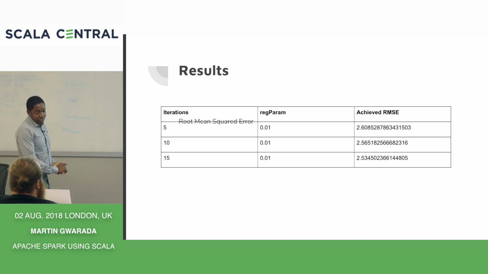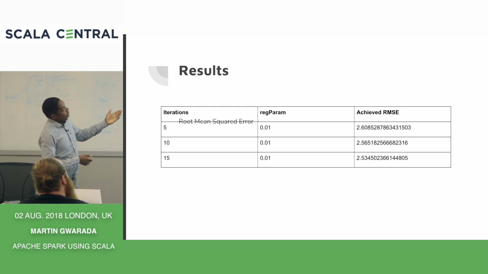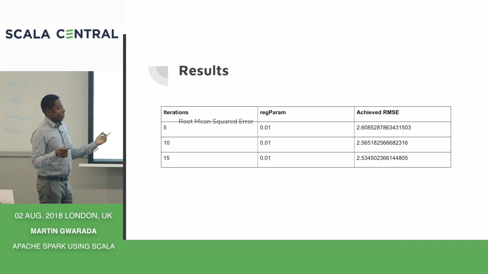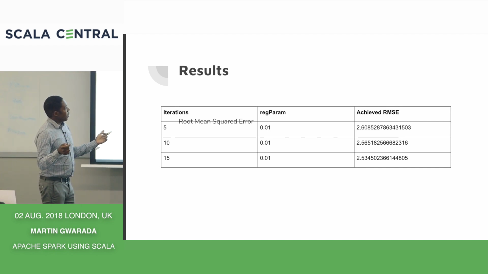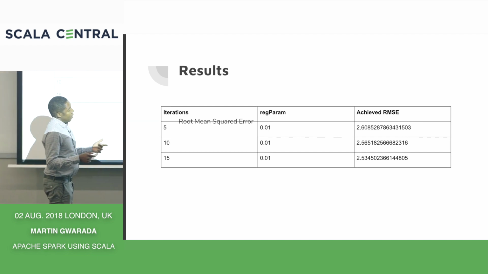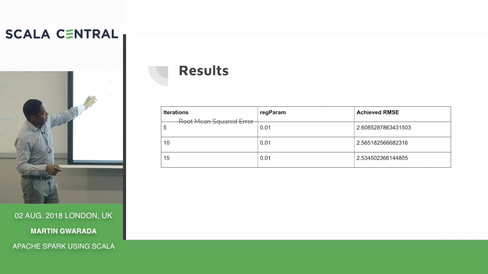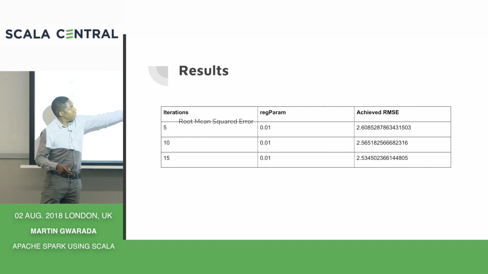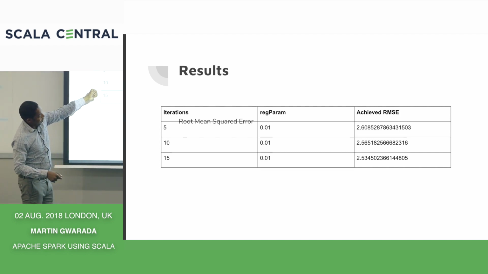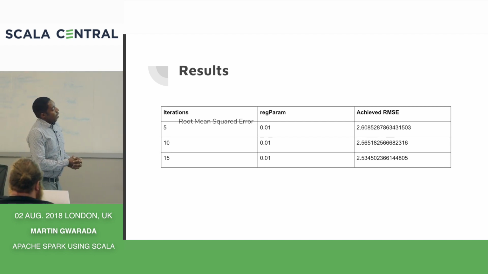So these are some of the results that I got. I'll show you the code afterwards. As I was iterating, what I'm trying to achieve is the least RMSE, which is the root mean square error. So I'm trying to achieve the least. But for each of the different iterations, I could have gone on forever and ever, right? And changed also the regularization parameter. But at 5, I got 2.6. At 10, 2.56, and it kept on going down, right?